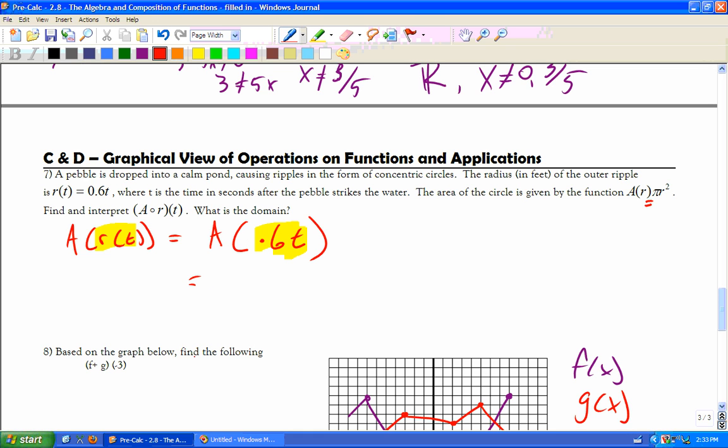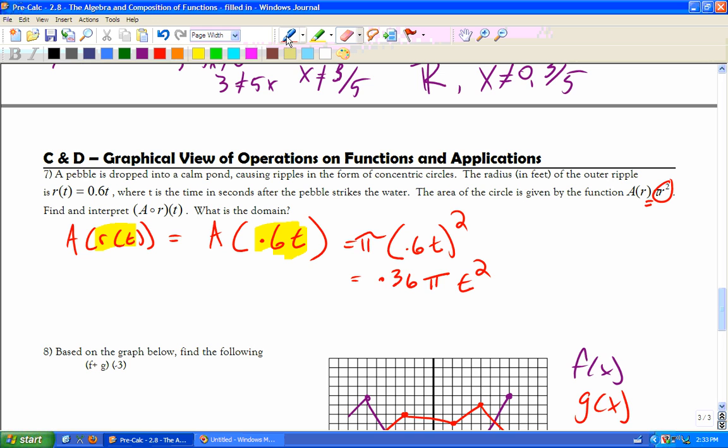So at any given moment t, the area will equal pi times r of t equals, excuse me, give me a second, let me delete this here. The area will equal pi times, in this case, our input 0.6 t squared, which equals 0.36 pi t squared. Now the domain.